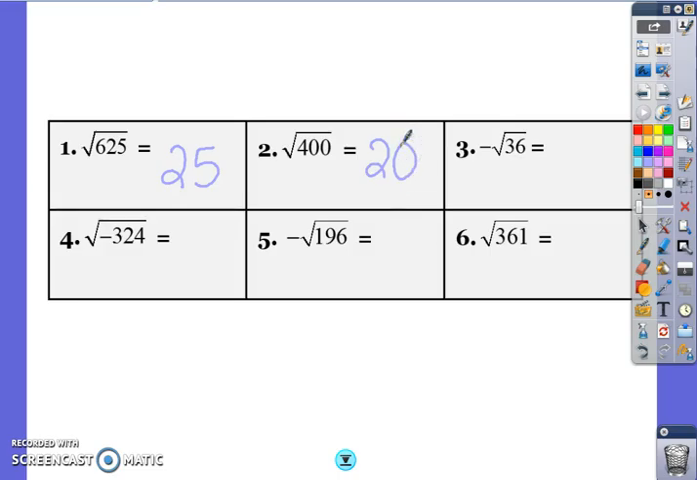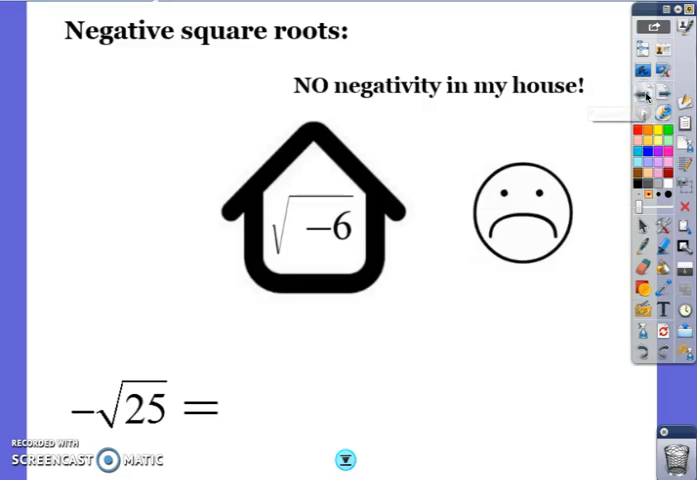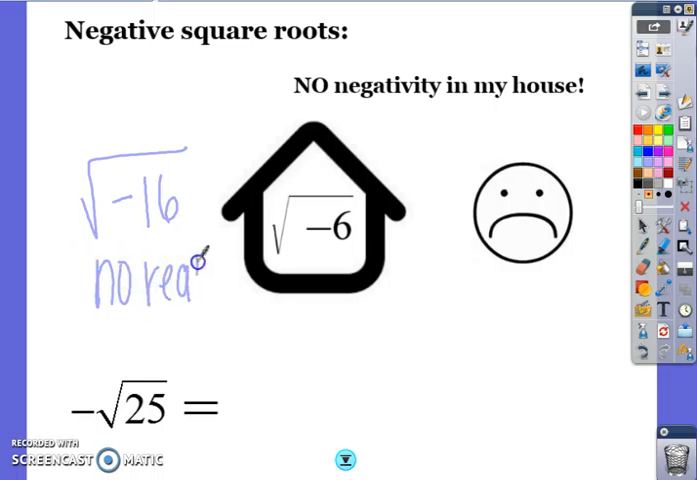The one thing we need to talk about is the negative symbols. So don't forget that this little radical symbol, I call it my house. If I have negativity inside my house, that's not good. We're sad all the time. We're not happy, right? So negativity inside the house means no real numbers. No real numbers, no solution, no answer, whatever you want to say, it's not real. Not real is fine.